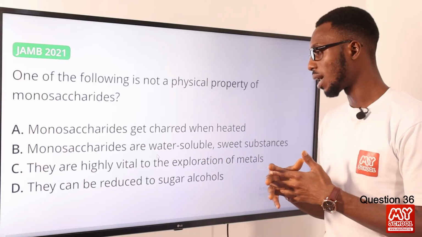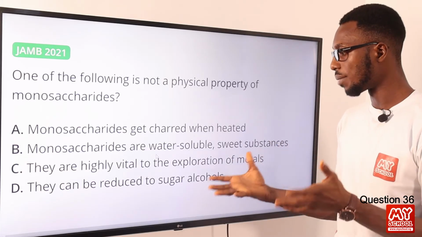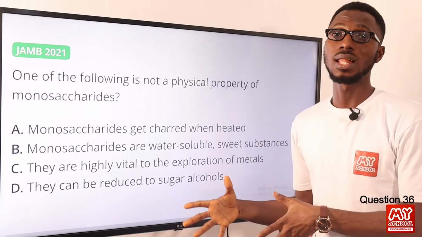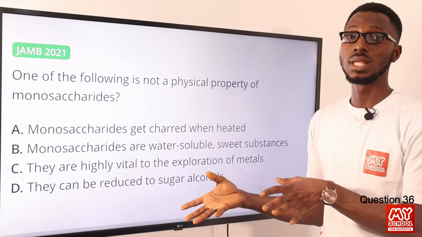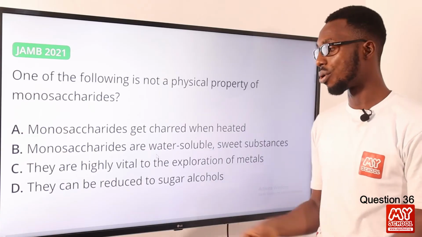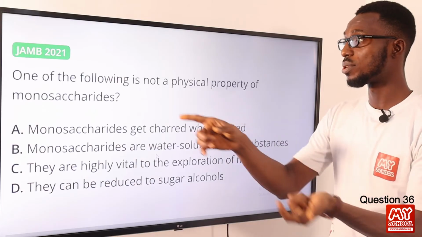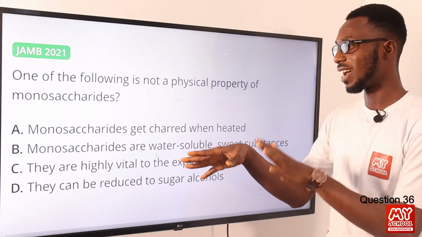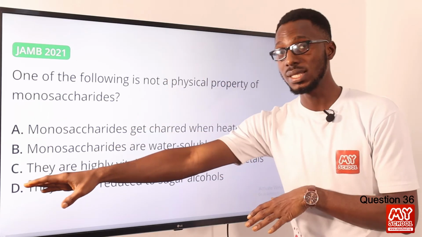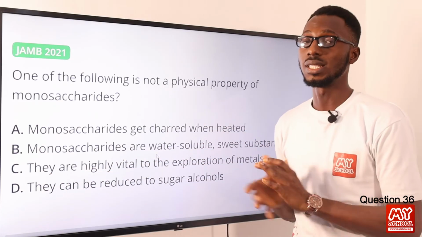Then we have D, they can be reduced to sugar alcohol. I think what I will rephrase this as is that you can actually ferment monosaccharides to alcohols, like for instance the conversion of glucose using zymase to your ethanol, your ethyl alcohol. So I think I can go with D. So the exception here, one of the following is not a physical property of monosaccharides, is option C, they are highly vital to exploration of metals. This is incorrect. So option C is the right option.